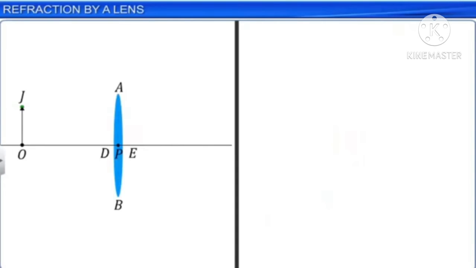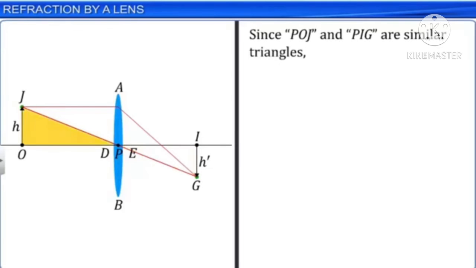Now place an object OJ of height h before a double convex lens. Let IG be its image and of height h dash. Since the two triangles POJ and PIG are similar triangles, we can write that IG by OJ is equal to PI by PO. But IG is equal to minus h dash. OJ is equal to h. PI is equal to v. And PO is equal to minus u.